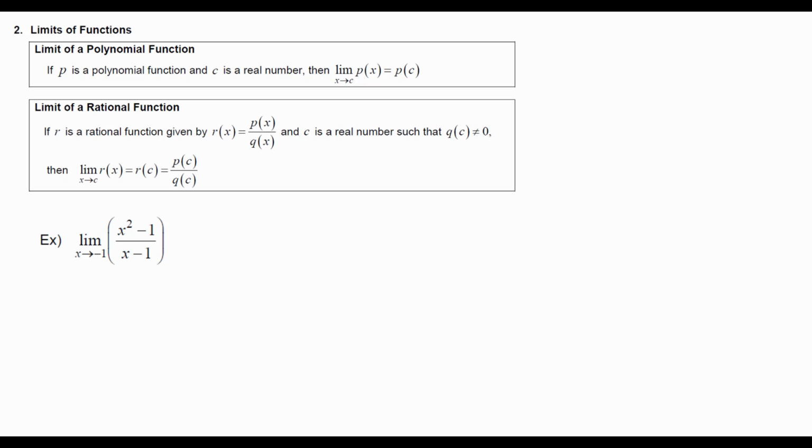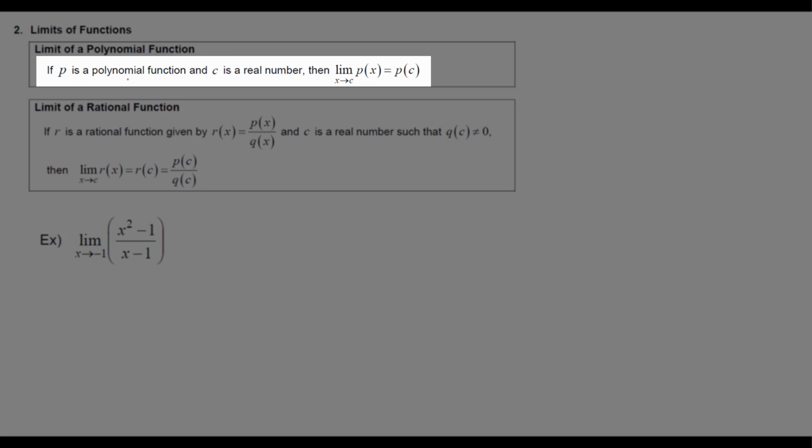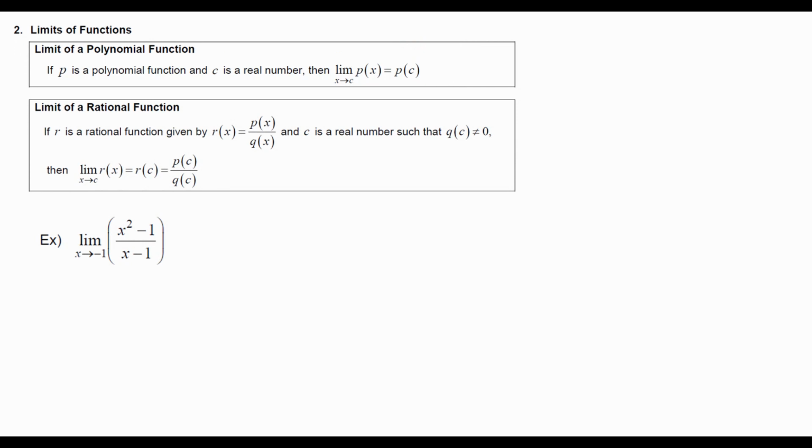Limits of functions. Limit of a polynomial function. If p is a polynomial function and c is a real number, then the limit of p of x as x approaches c is equal to p of c. What it's saying is that for a polynomial function, the limit as x approaches any real number is equal to the function value when you plug c in for x.